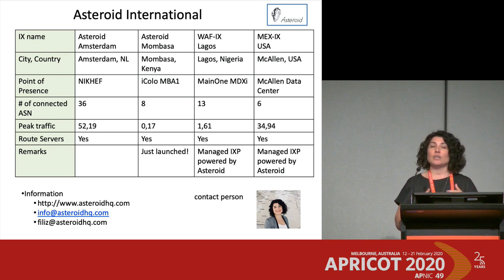Apart from those that we run ourselves, we also provide the same platform to other IXPs or data centers. One of them operates in Lagos, Nigeria, Main One, and the other is in the US, McAllen data center. They are utilizing our platform. I'm here for the rest of the week, and our CEO, Remco, is also here. If you would like to connect to one of these IXs, or hear about the options for automating your existing IX or setting up an IX in your data center, let us know. We have all the good stuff, as usual: route servers, MANRS, and RPKI.